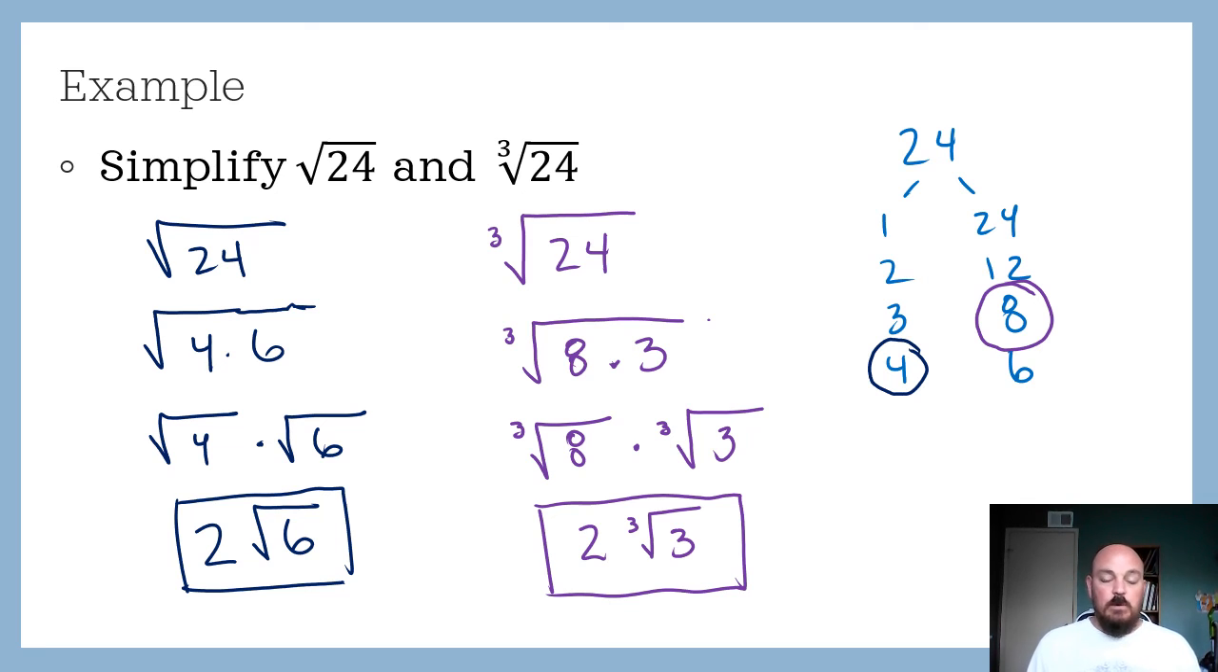So you can see the problems are very similar. You're just using different numbers. You're looking for perfect cubes instead of perfect squares. So the square root of 24 simplifies to 2 square root of 6. The cube root of 24 simplifies to 2 cube root of 3. But it's a very, very similar question. You're looking for either a perfect square or a perfect cube. Separate the number, simplify the one, leave the other.